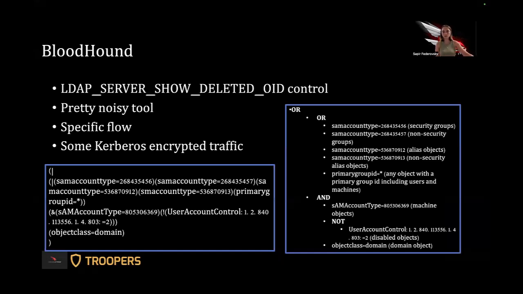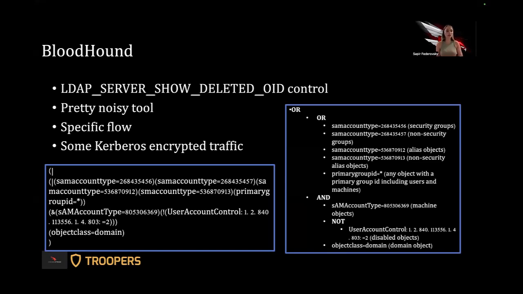Now for Bloodhound. Bloodhound is really well documented. It's quite easy to detect because it's pretty noisy. It has a specific flow. By the way, it has some Kerberos encrypted traffic, so this might be interesting as well. Just one thing I wanted to add here is that it actually uses the LDAP server show deleted OID control, and I didn't see this in other attack tools. So this can be a nice way to sign specifically Bloodhound.